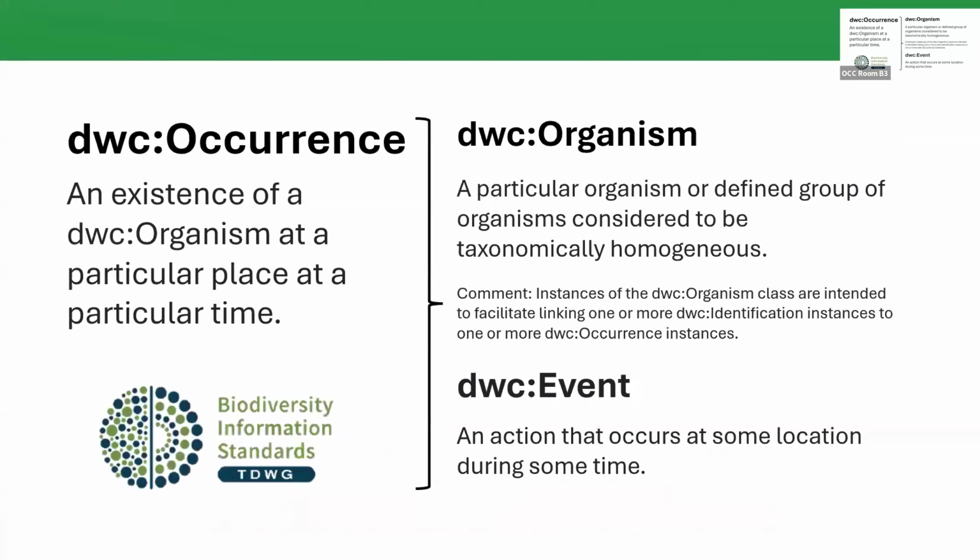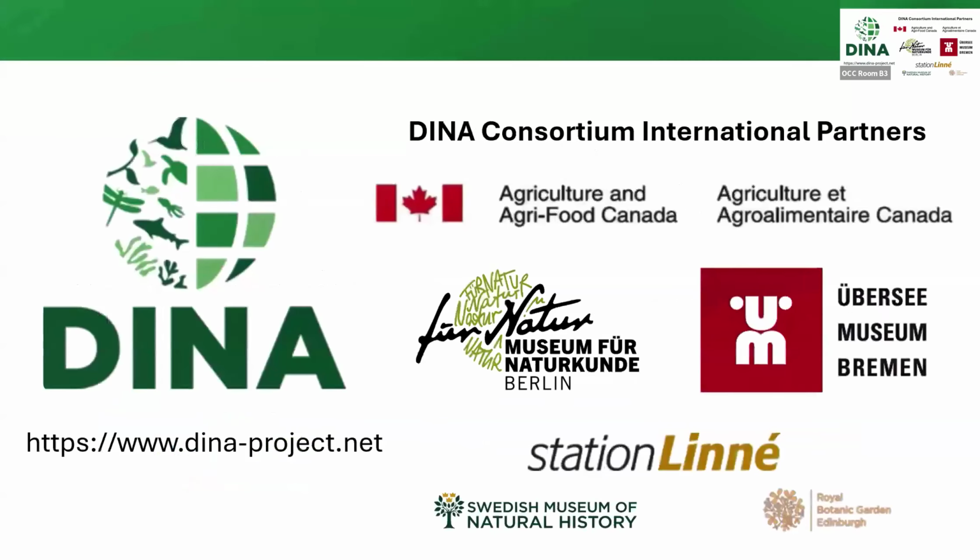As has already been described by the earlier speakers, a Darwin Core occurrence is an existence of an organism at a particular place and time, thus requiring a Darwin Core organism and event. The main driver for this symposium and talk is based on the many discussions my colleagues and I have had about the nature of occurrences and how to repeatedly generate them with stability in our new sample management system, DINA, that we have been building in partnership with the consortium.